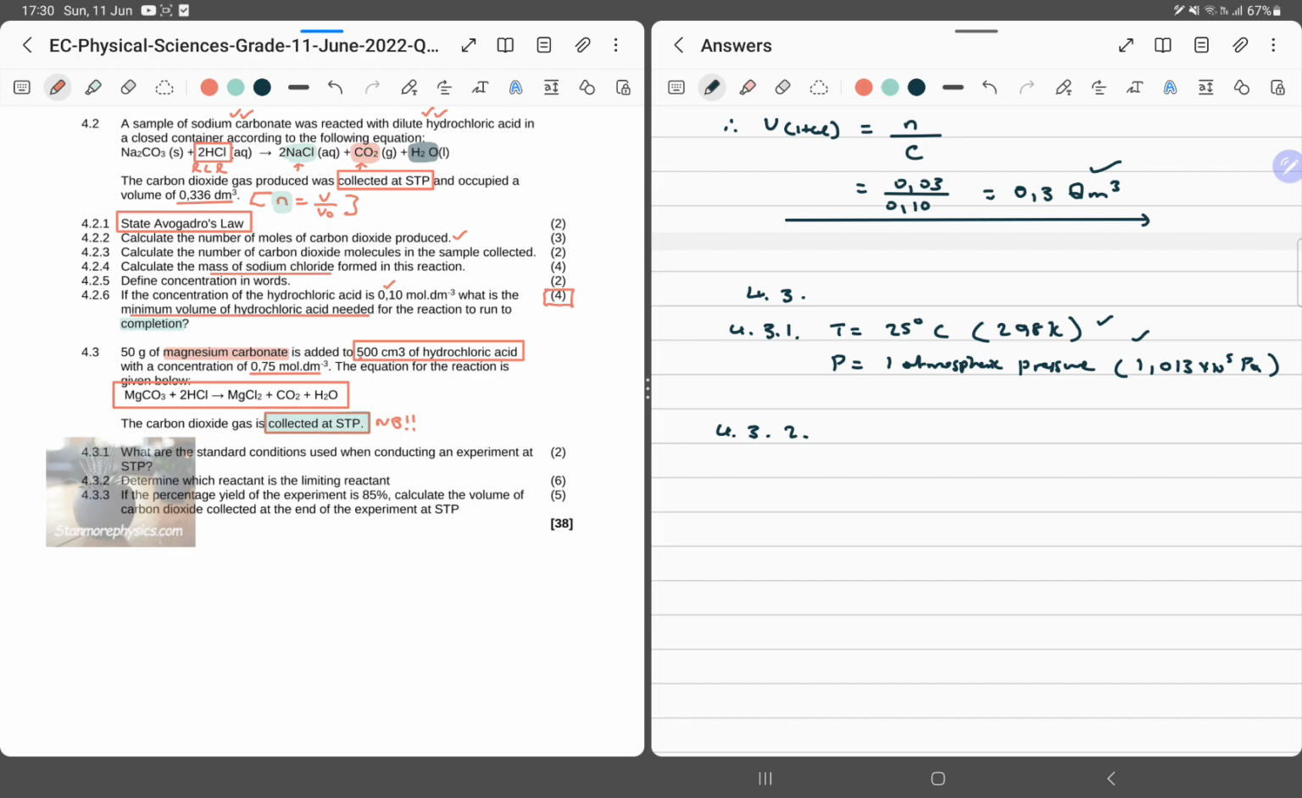Determine which reactant is the limiting reagent. Wow. Yeah, now they are starting to punish a student who is bunking class. Now, technically, if you don't bunk class, this is not going to embarrass you. But if you bunk classes, you're going to be dead. And please come to me.